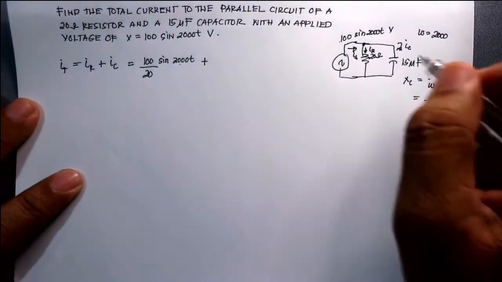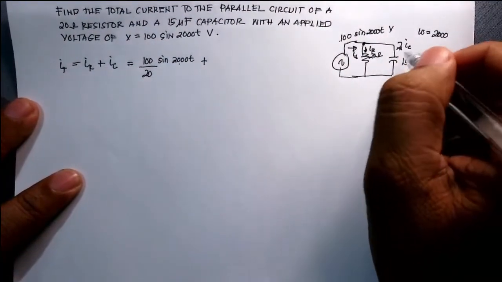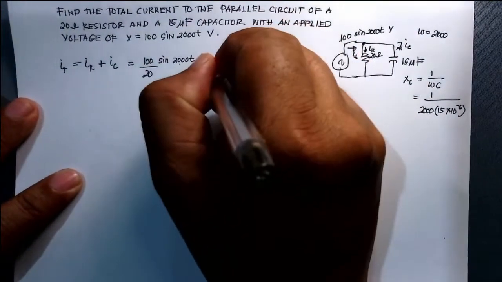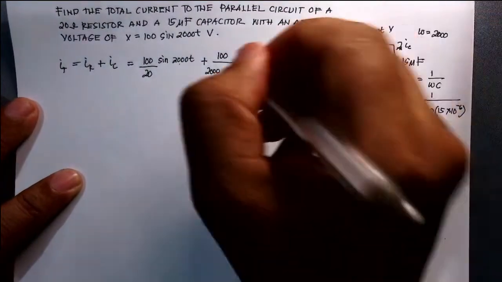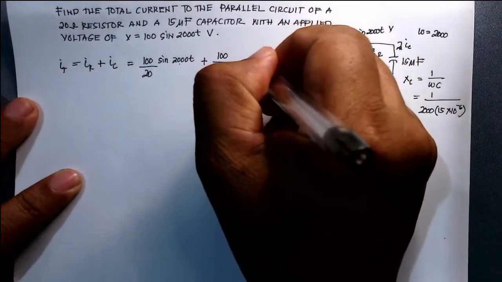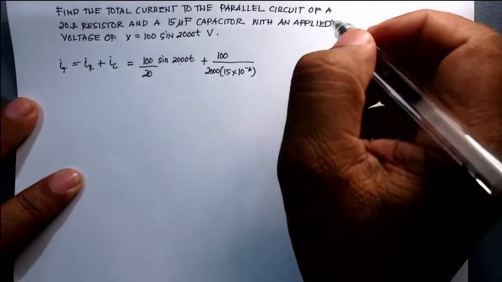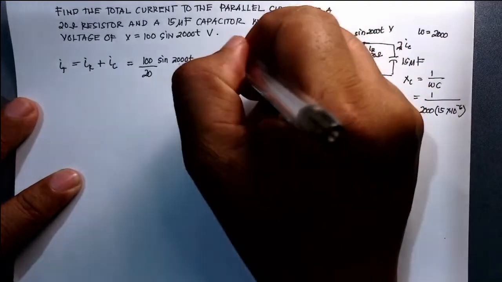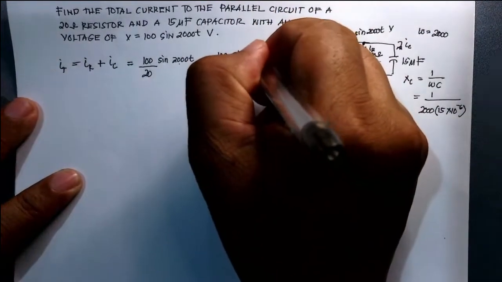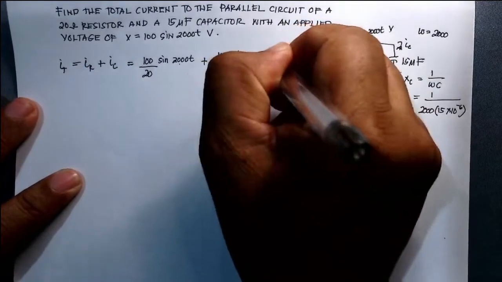Therefore the current I sub C is, by Ohm's law, the voltage 100 over X sub C, which is 2000 times 15 times 10 to the negative 6. Okay, and this is multiplied by sine 2000t.